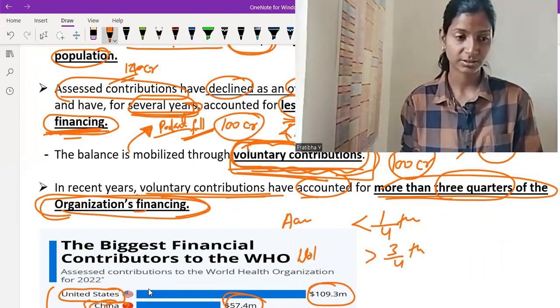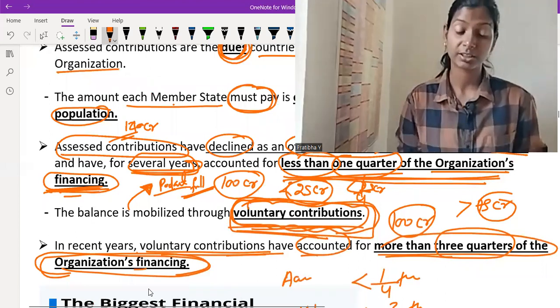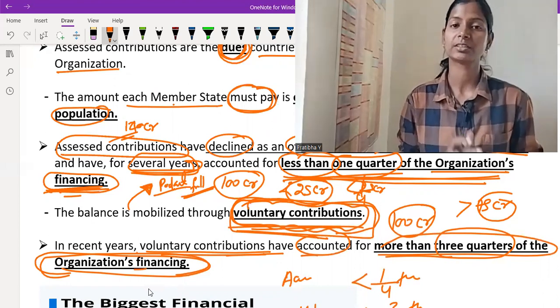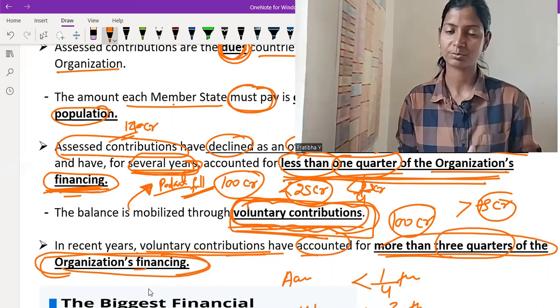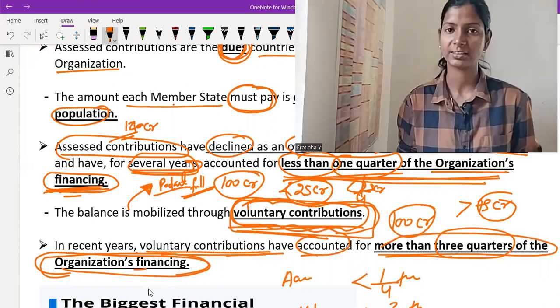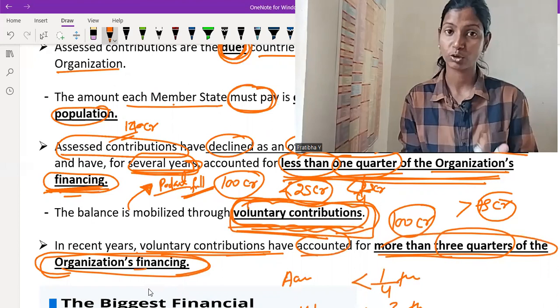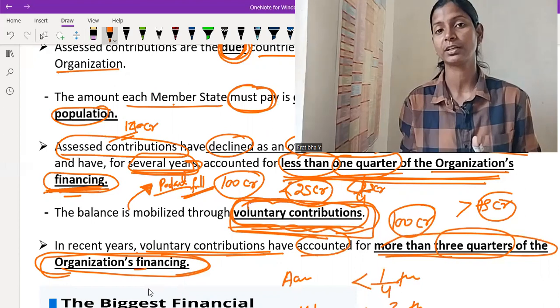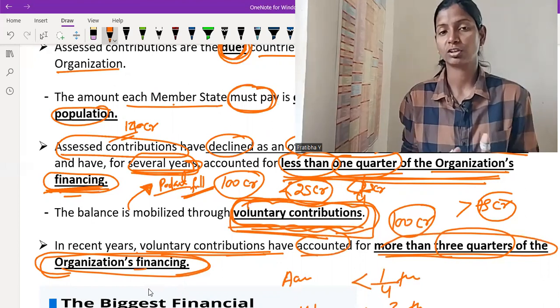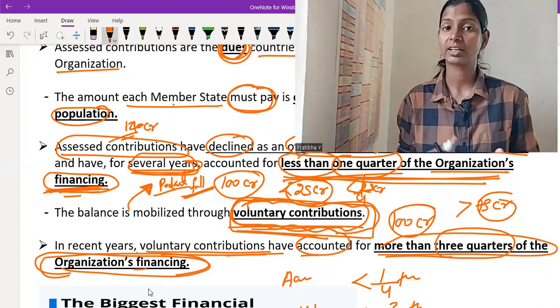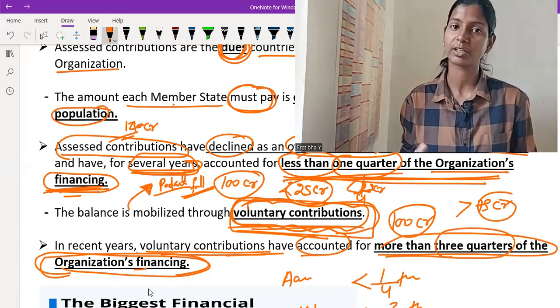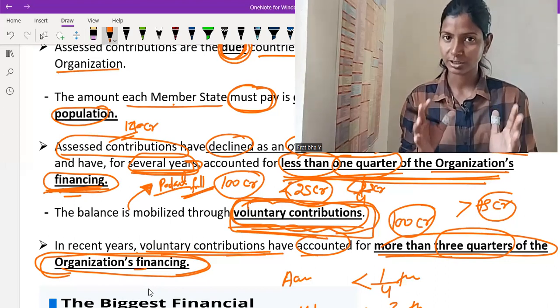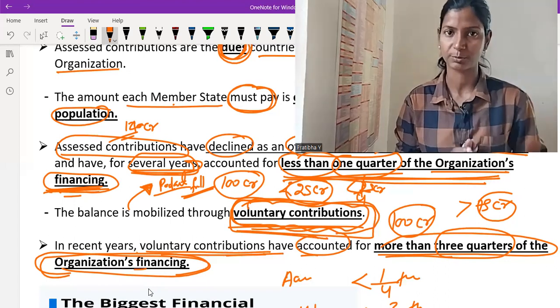Okay, so assessed contribution is different from voluntary contribution. Voluntary contribution has a major chunk in the organization's funding, and assessed contribution has a lesser chunk. Assessed contribution countries must pay. Voluntary contribution, as the name suggests, you pay voluntarily. Whatever member countries pay in terms of their wealth and population is not solving the problem of the organization. That's why the voluntary contribution concept came, and many organizations, many parties, many nations contributed, and three-fourths of the organization's funding comes from voluntary contributions.